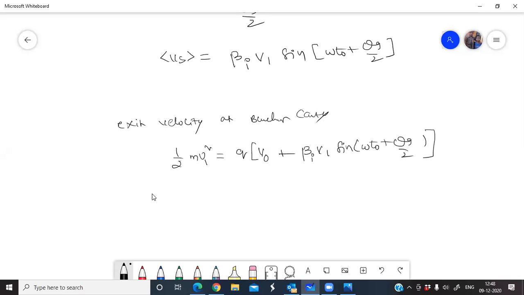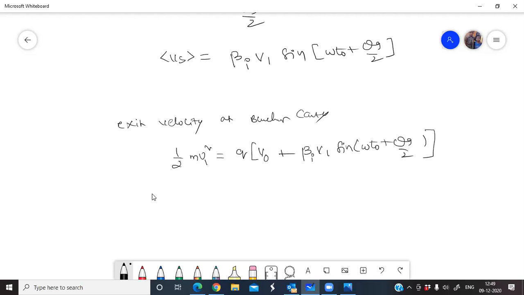Actually, the previous formula is v0 equal to root of 2q V by m. But here I am not taking v0, I want to go for v1. In the previous case it was only v0, only the DC voltage. I am repeating once again: before the buncher cavity, the velocity is due to the applied DC voltage V0. But within the buncher cavity, the DC voltage as well as the RF signal voltage comes into the picture. What is the RF signal voltage here? Vs. So Vs equal to, what is the final formula? Beta I V1 sin omega t naught plus theta g by 2.